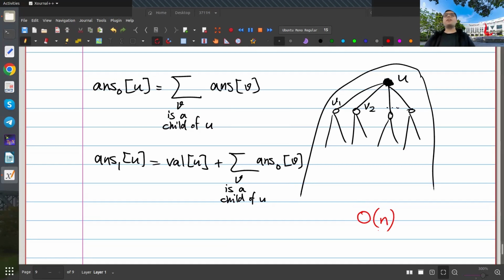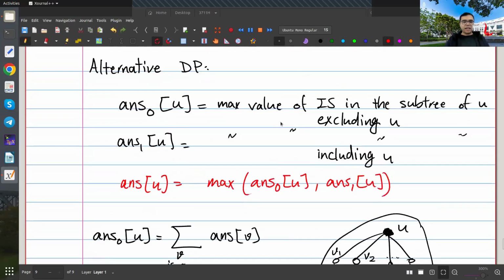Now, do whichever you like. If you like, you can implement it with the grandchildren. If you don't like, you can have one extra bit of information here. And it's pretty much the same algorithm.